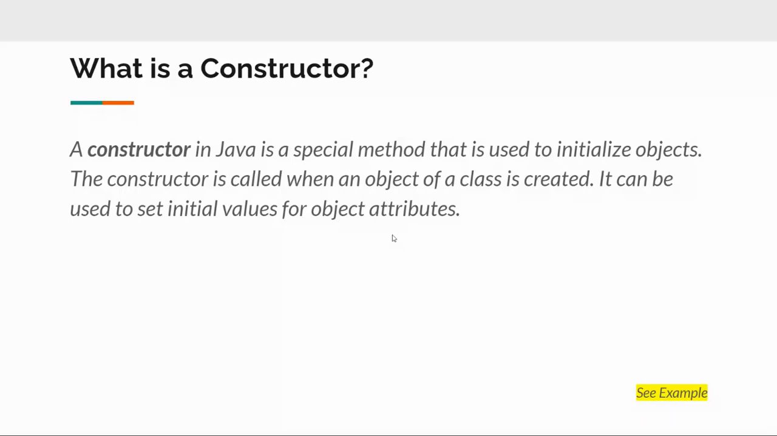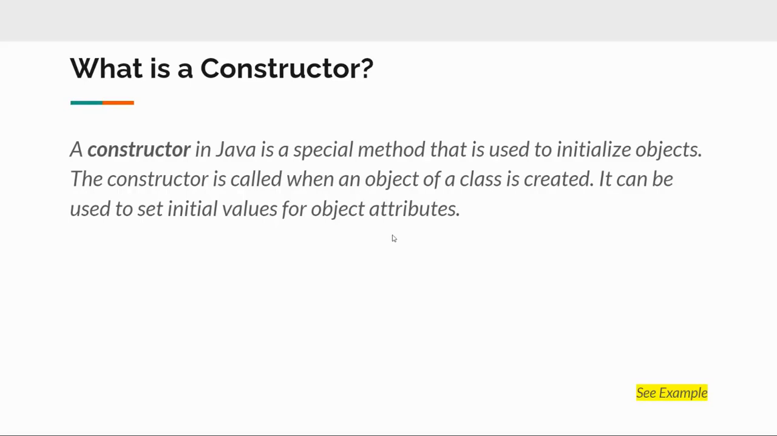The constructor is called when an object of a class is created. Again, the other term for creating an object is instantiating an object. As I discussed a minute ago, a constructor is used to set initial values for object attributes, meaning we can put an initial first set of values to the attributes that we declared in our class.